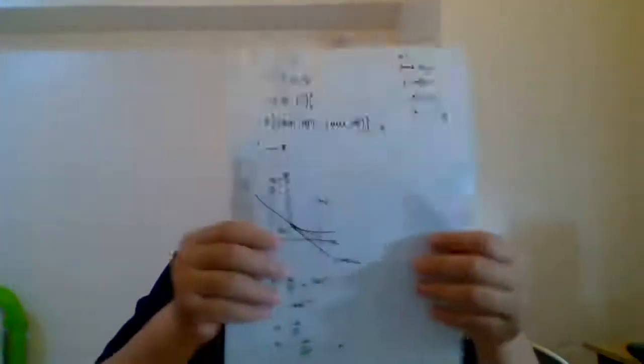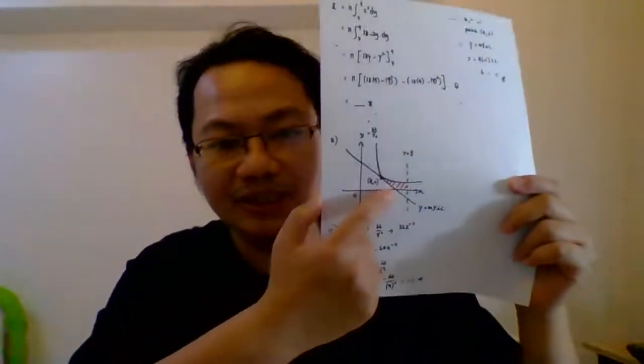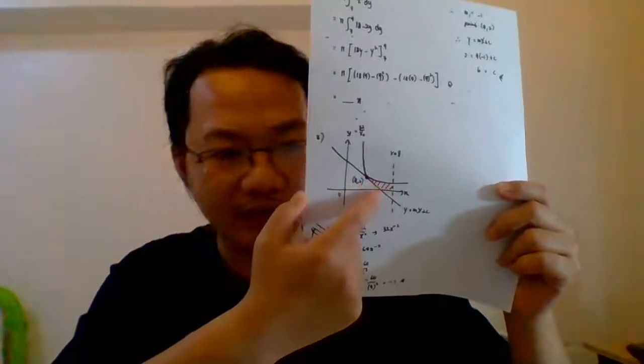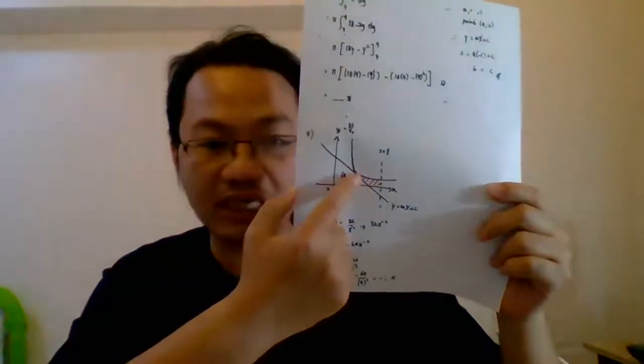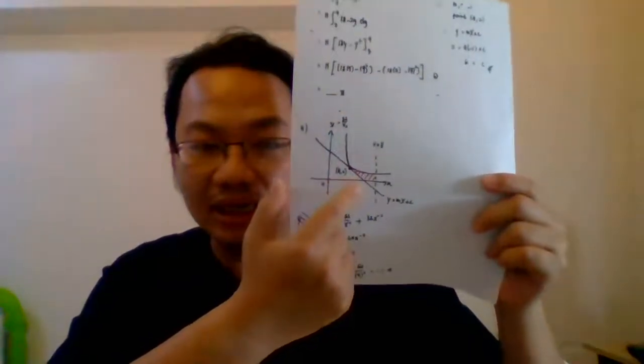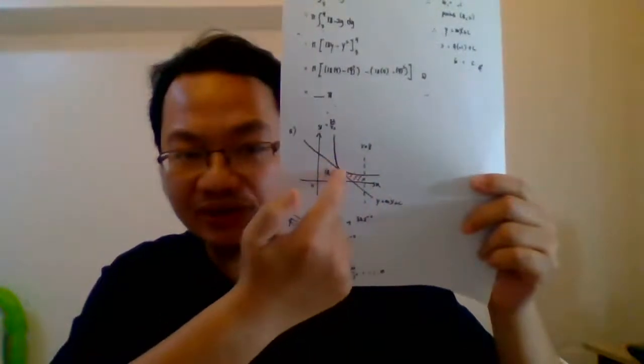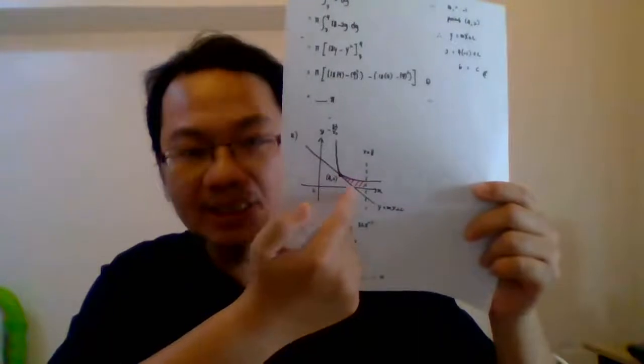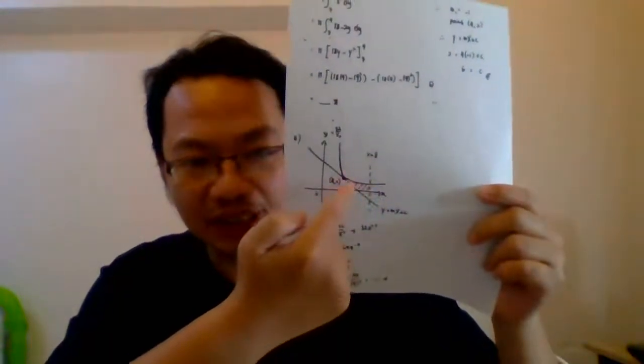So, now look at question B. Question B is about what? Find the area of the shaded region. This is the shaded region here. So this shaded region, I want to find the area. Actually, this is a curve and a straight line as the boundaries.